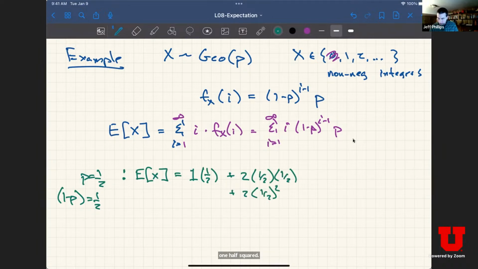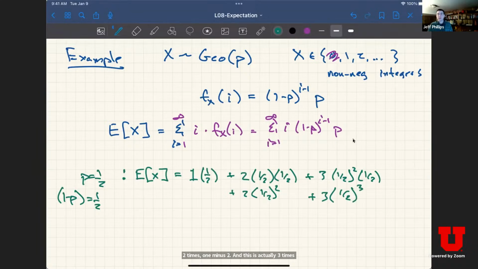Okay, now let's look at the third term. The third term is now going to be that 1 minus p happens twice. That's 3 minus 1. So I'm going to have 1 minus p to the power 2 times p. And this is actually 3 times 1/2 to the power 3. And then I'm going to keep getting more and more of these terms.